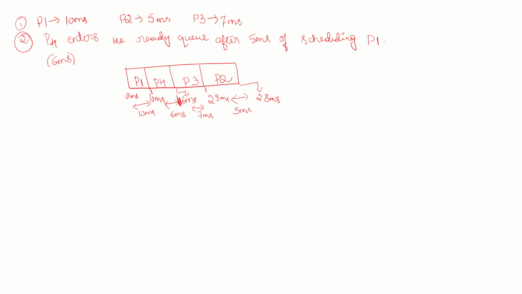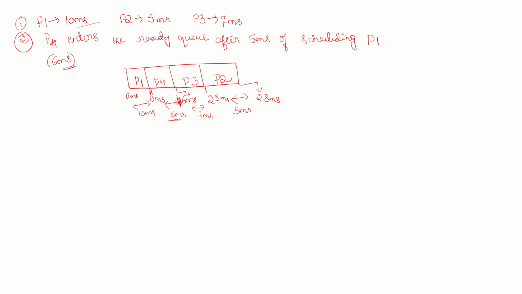Okay. One more time I'll explain. At beginning, at 0 milliseconds, P1 comes. It executes for 10 milliseconds. So I have written 10 milliseconds. So after 10 milliseconds, P4 comes because it is the last process. So P4 enters and it takes 6 milliseconds. So 10 milliseconds it comes over here. 6 milliseconds it takes. So P4 ends at 16 milliseconds.